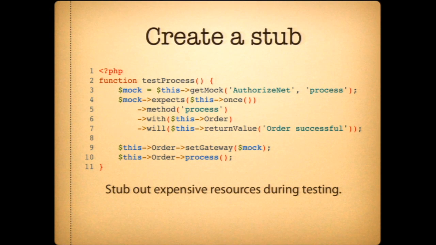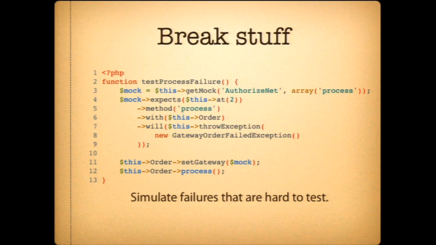No? Okay. So you can also use mocks to simulate things breaking. Have you ever built something and you're like, this will never break? It only breaks when the database server's down. That'll never happen. That's impossible to test. How can you possibly test when authorize.net is down? We have to wait for authorize.net to go down before we can break it. So you can actually use mock objects to break things.